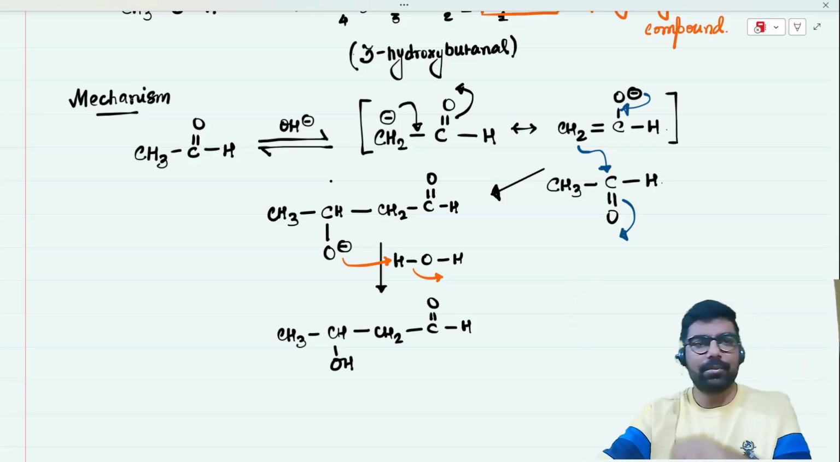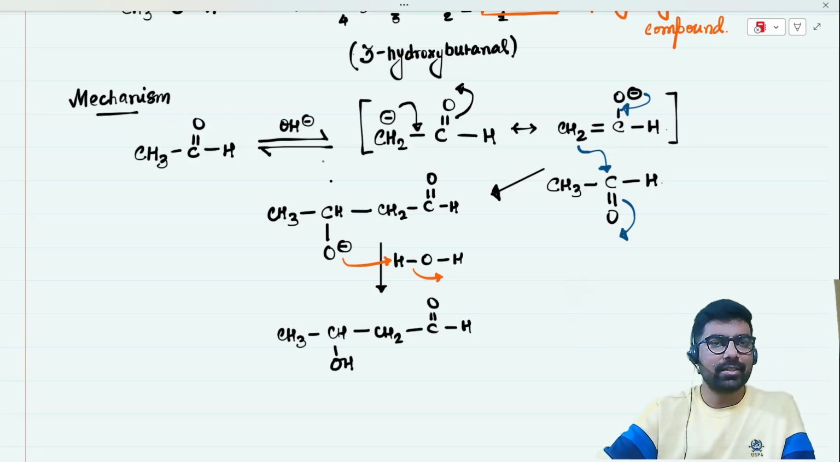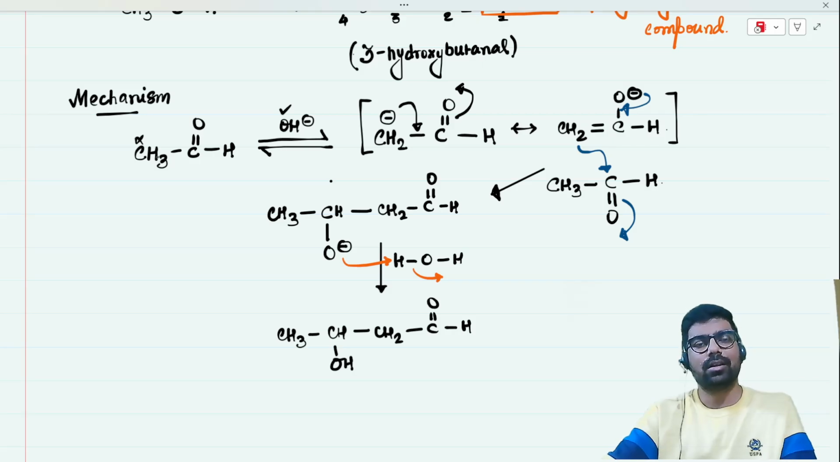The first step, what happens? First step, an acid-base reaction takes place where the base, that is the OH minus, takes up any of the alpha hydrogen, because alpha hydrogens are acidic in nature. The CHO group is an electron withdrawing group, so it is taking the electron out of it, so the hydrogens became acidic. So OH will take up one alpha hydrogen, which is most acidic. Then this carbanion that is formed is resonance stabilized.